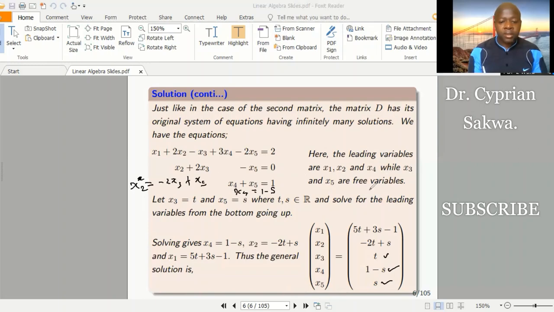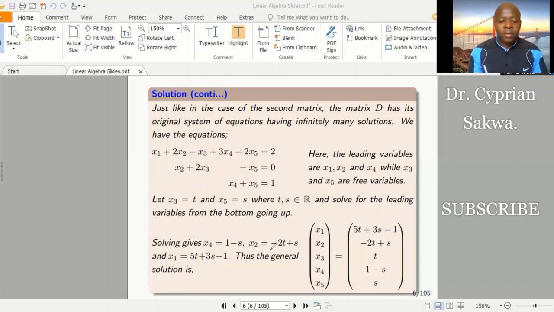X3, we also know what it is. X3 is t. So this is negative 2t plus s. That is our x2. Then we proceed to this other equation and find x1. So x1 will be, we take all these others to the right side. So it will be x1 equals 2 minus 2x2 plus x3 minus 3x4 plus 2x5. Then just substitute the values of x2, x3, x4, and x5, since you already have them. And you will find that x1 will equal 5t plus 3s minus 1.